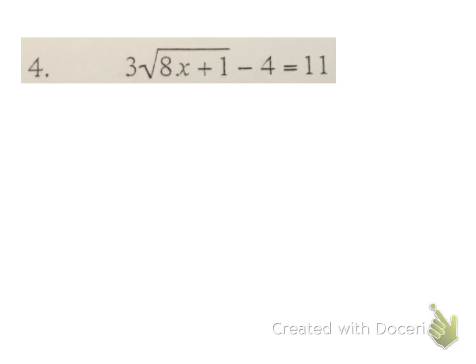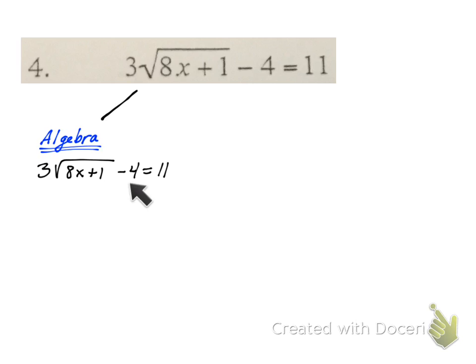Number 4, that's a square root graph over here that we're trying to solve. If we're going to do it graphically, in this case we'll start out algebraically first. If you're going to do algebra, you're going to get this 4 out of here first by simply adding it to both sides. Then I get this new equation of 3 times the square root of 8x plus 1.